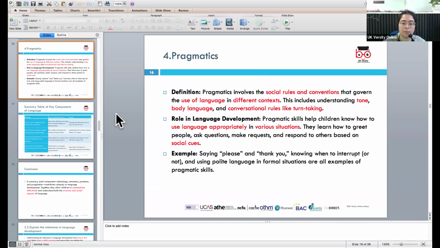Now, pragmatics. Pragmatics involves the social rules and conventions that govern the use of language in different contexts. An example would be understanding somebody else's tone, body language, and conversational rules like turn taking, as we discussed before. The role pragmatics plays in language development is that it helps children know how to use language appropriately in various situations. They also learn how to greet people, ask questions, make requests, and respond to others based on social cues. So saying please and thank you, knowing when to interrupt or when not to, and using polite language in formal situations are all examples of pragmatic skills.